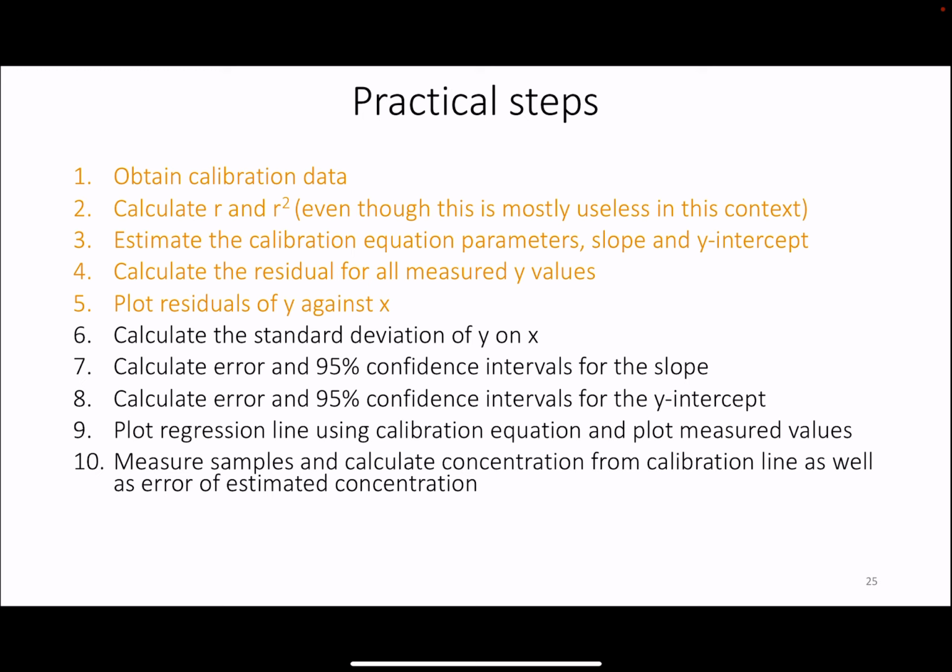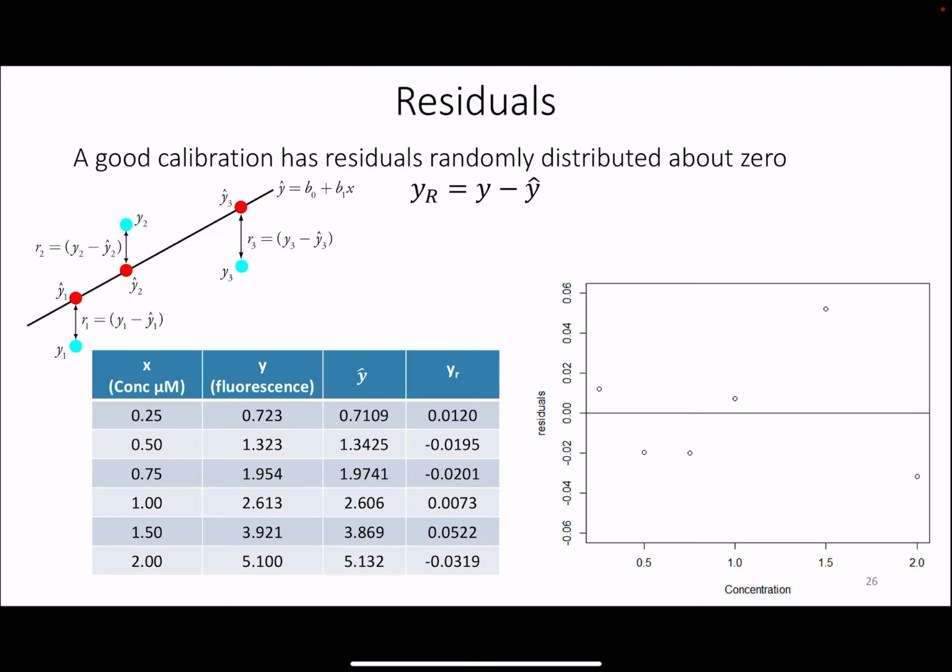Okay, the next step, which at this point you might not have done much of, is to look at the residuals of y against x. A really good calibration has residuals that are randomly distributed about 0. What the residuals are is this: you have the data, you measured x and y, and now you know the slope.